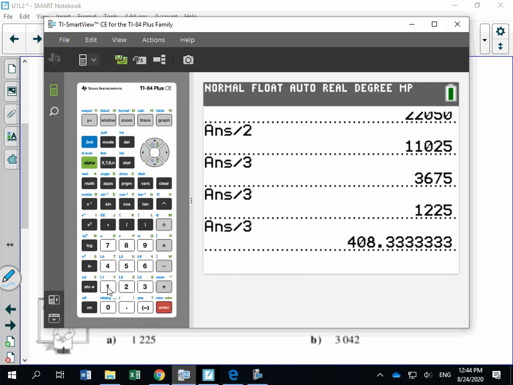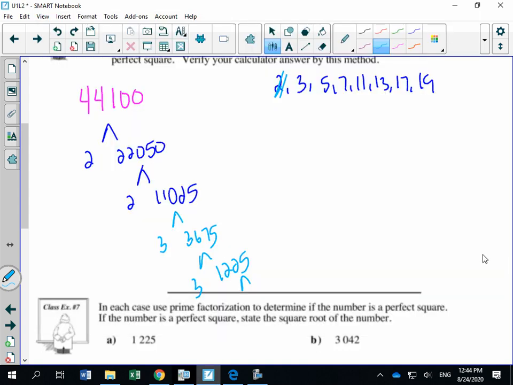Now I'm going to go back to 1225 and go up to 5. So 5 into 1225 is 245. 3 didn't work, so we used 5. 245 divided by 5 is 49. I know that 49 is not divisible by 5. 7 is. And if you divide 49 by 7, you're going to get 7.